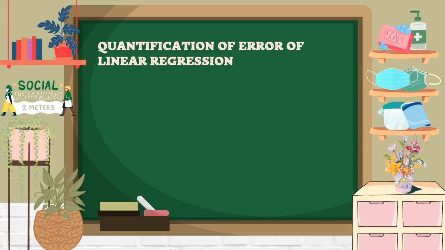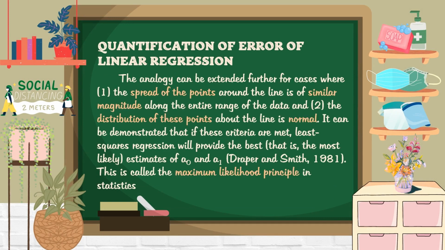Quantification of error of linear regression. The analogy can be extended further for cases where 1. The spread of the points around the line is of similar magnitude along the entire range of the data, and 2. The distribution of these points above the line is normal. It can be demonstrated that if these criteria are met, least squares regression will provide the best, that is the most likely, estimates of a sub 0 and a sub 1 according to Draper and Smith 1981. This is called the maximum likelihood principle in statistics.